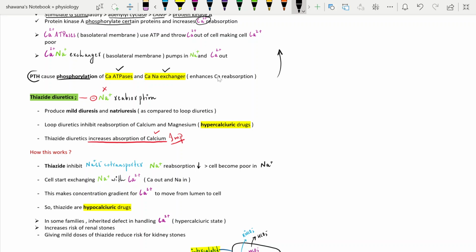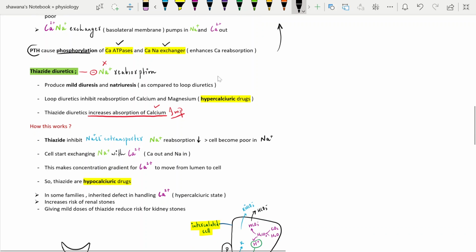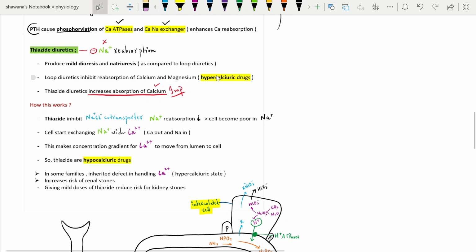Talking about the thiazide diuretics, how will thiazide diuretics influence calcium reabsorption? We have discussed that thiazide diuretics inhibit sodium reabsorption and produce mild diuresis and natriuresis. But the loop diuretics produce even more severe diuresis and natriuresis as compared to the thiazide diuretics. So, it means that thiazide diuretics are influencing calcium reabsorption as well. How does it work? Thiazide diuretics increase the absorption of calcium. It's very important to understand this.